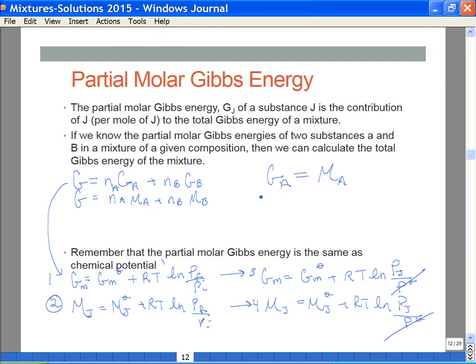Okay, so this is just a quick recap of what we did the last time. We looked at the partial molar Gibbs energy, and we said that partial molar Gibbs energy is equivalent to the chemical potential of a substance. We said that chemical potential is the potential for a solute or a substance in a chemical solution to be able to bring about change.